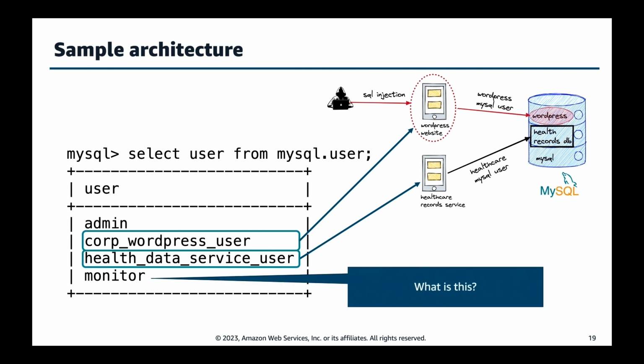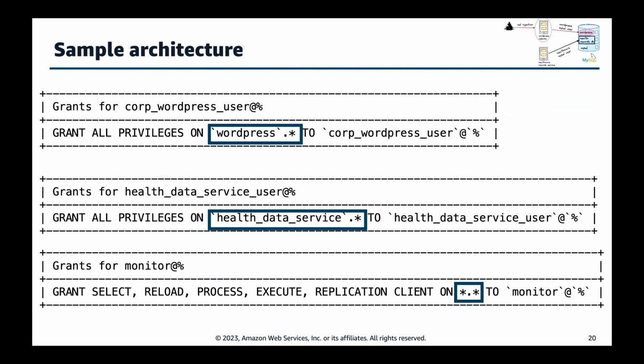But look, we have something else. We have a monitor user. And this monitor user is not a default user. That's a custom configuration, right? So the question is, what is this user? We want to explore first and see what is there. So we have isolation between the databases. The WordPress user only has privileges to the WordPress database. The health service user obviously has all privileges to the health data service database, right? And then we have a monitor user.